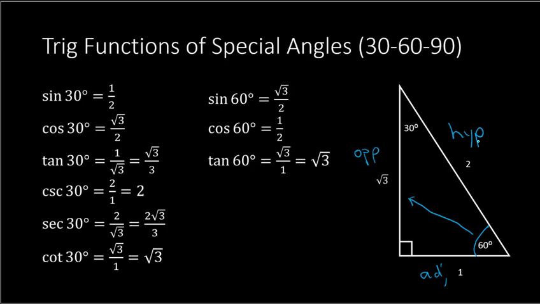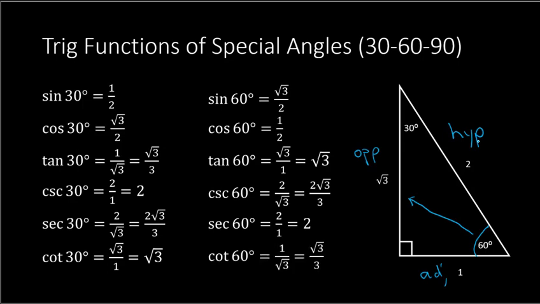So the inverse of sine is cosecant, which would be 2 over the square root of 3, which can rationalize to get 2 square root of 3 over 3. And then the inverse of cosine is secant, which would give you 2 over 1, or just 2. And the inverse of tangent is cotangent, which would be 1 over the square root of 3, which can rationalize to get the square root of 3 over 3.